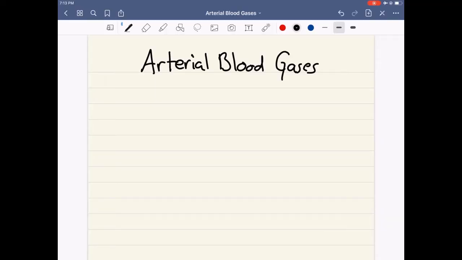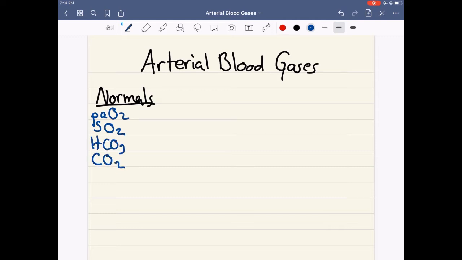Alright, so let's talk about arterial blood gases. Arterial blood gases is how we measure metabolic derangements in the body. The first thing that we're going to want to know is normals. Once we know the normals, we'll then go into our abnormals and then go into our derangements from there.